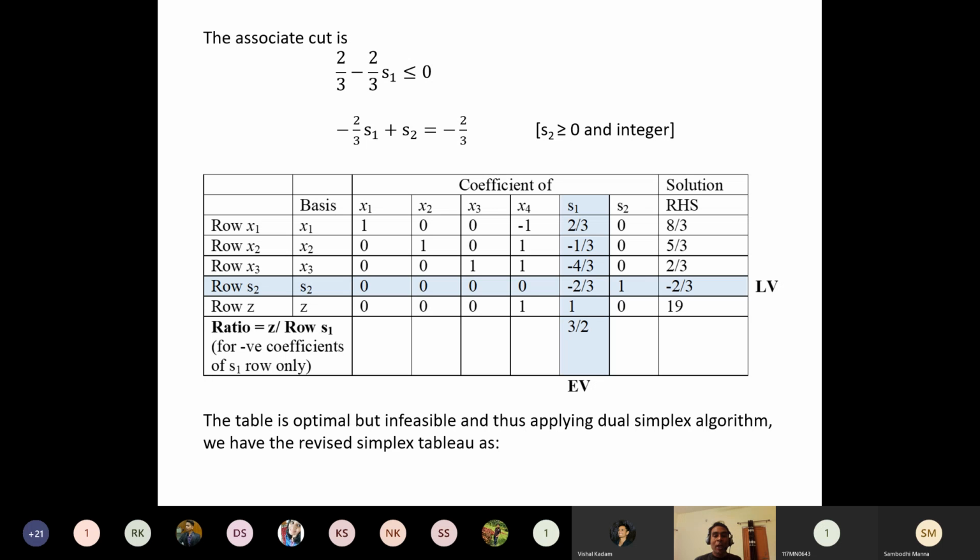So here we are again applying the dual simplex algorithm. First we have to identify the leaving variable. Only one right hand side value is negative, so s2 is the only option.